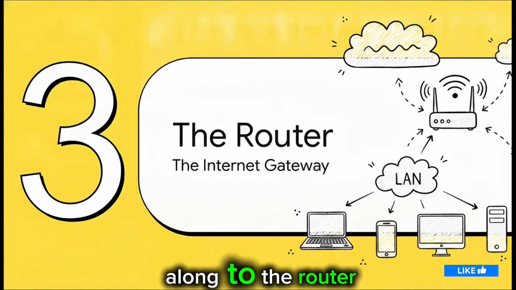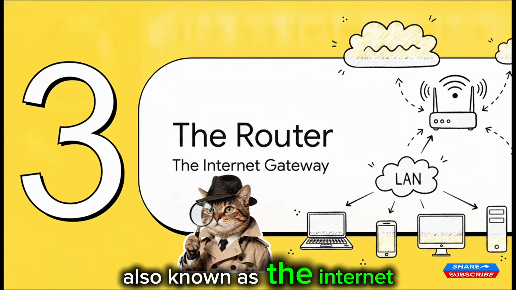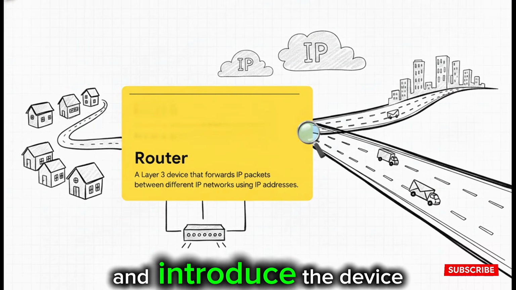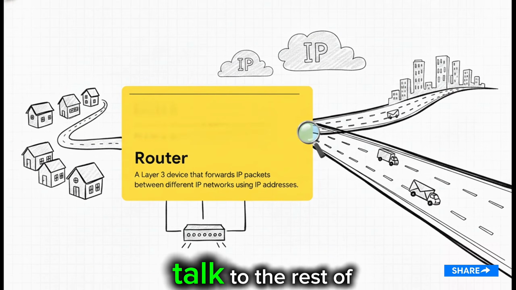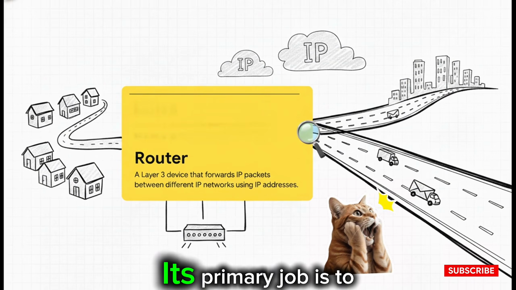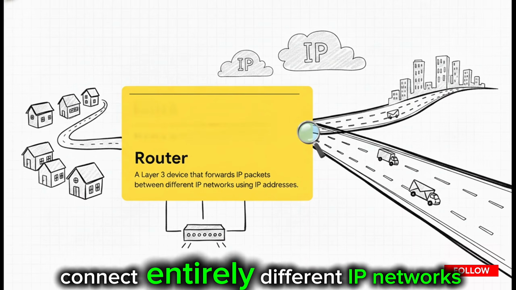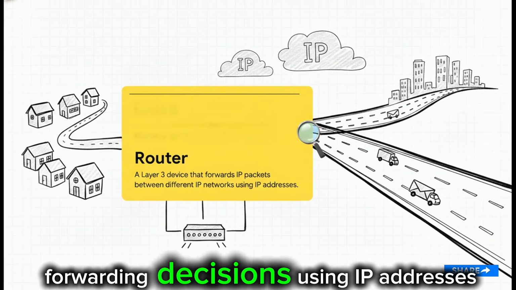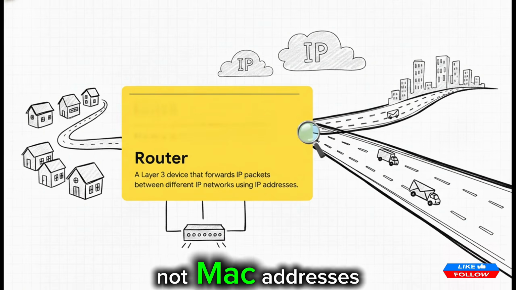Moving right along to the router, also known as the Internet Gateway. It's time to zoom out from our local LAN and introduce the device that allows our network to talk to the rest of the world. A router is a layer 3 device. Its primary job is to connect entirely different IP networks together. And importantly, it makes its forwarding decisions using IP addresses, not MAC addresses.